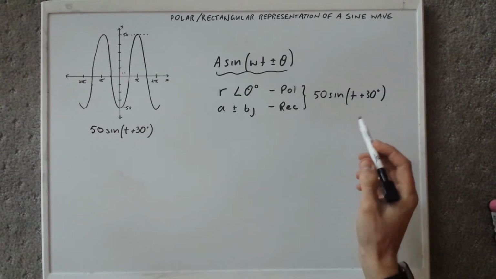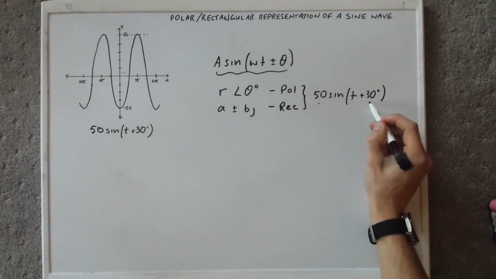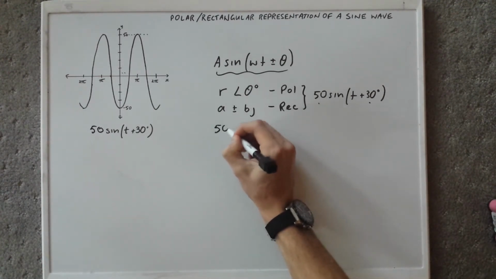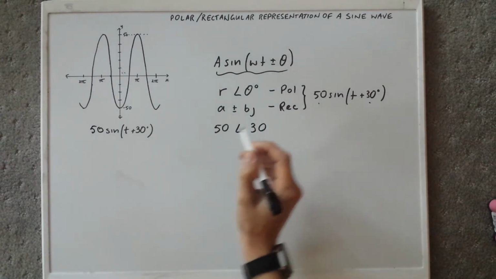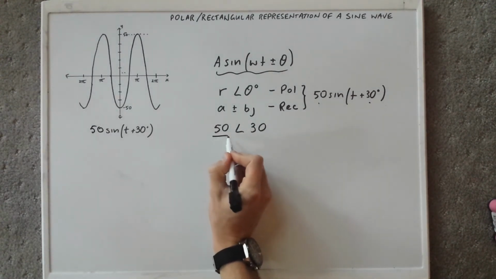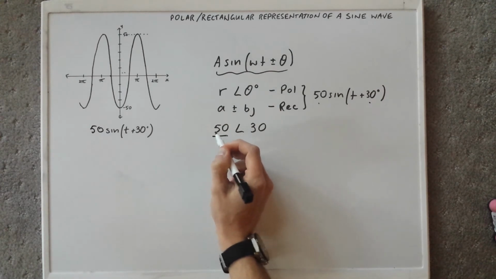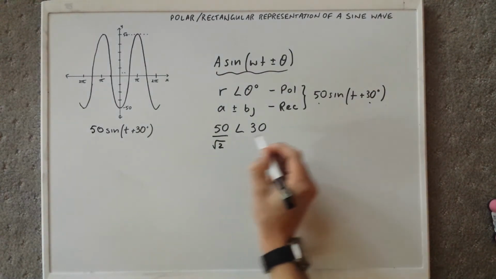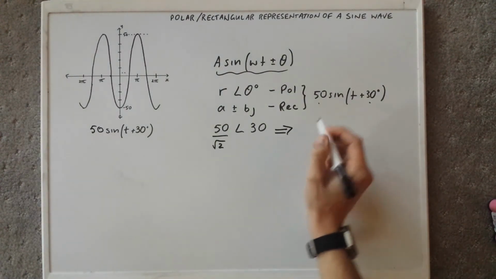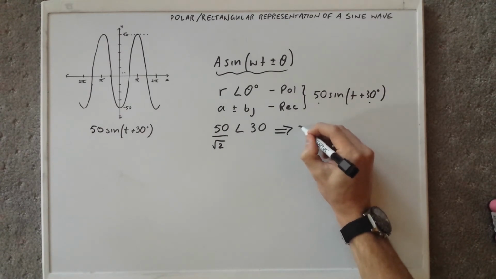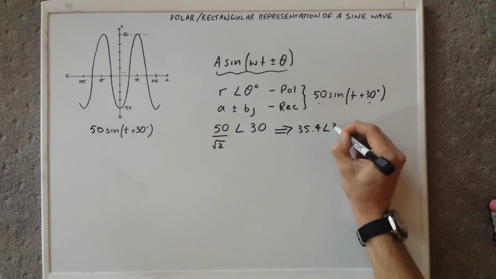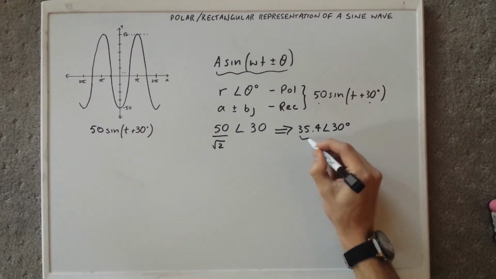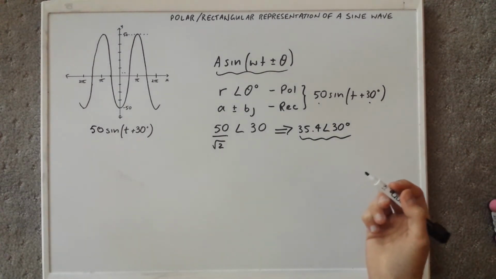To change this into polar format, all we need to do is look at these two values here, the amplitude and the phase angle. But we need to change this amplitude into an RMS value, which is simply done by dividing by root 2. And this gives us a value of 35.4 with a phase angle of 30 degrees. And that is our polar format.